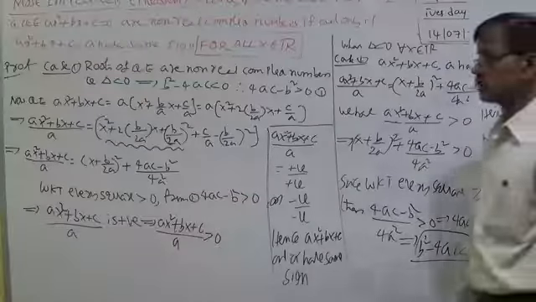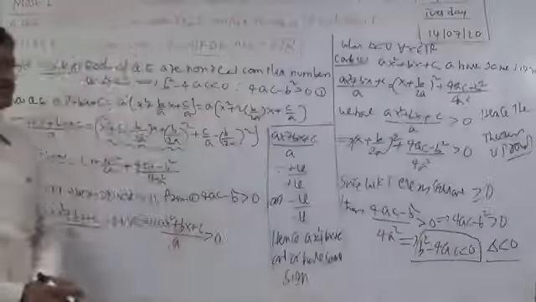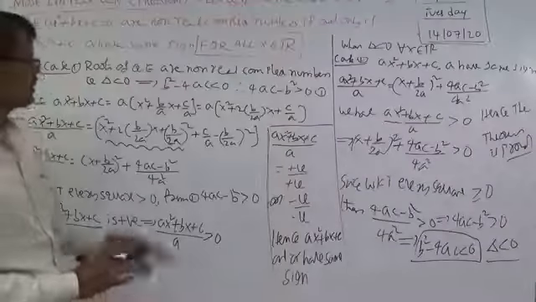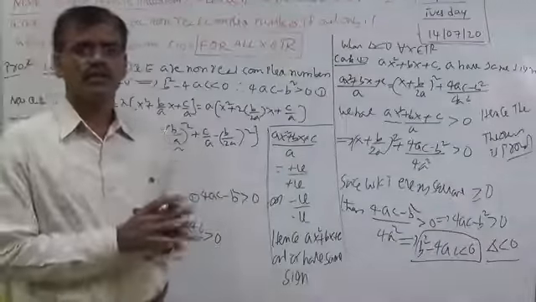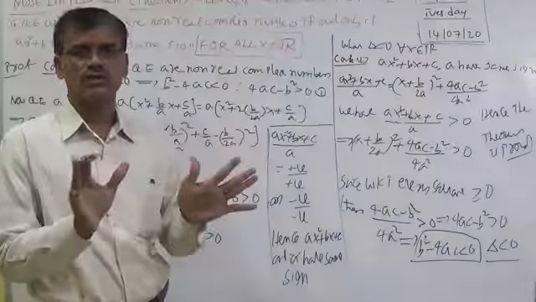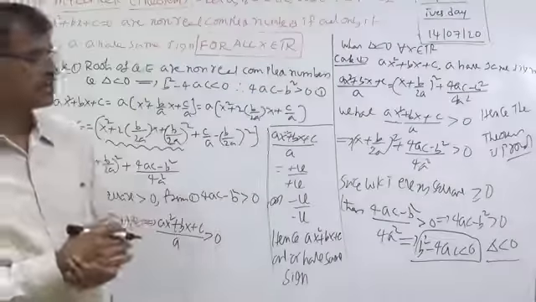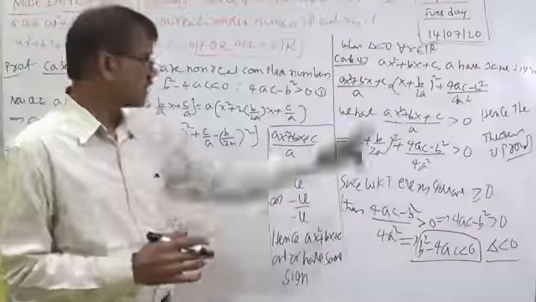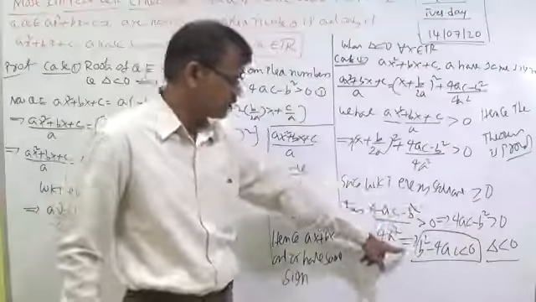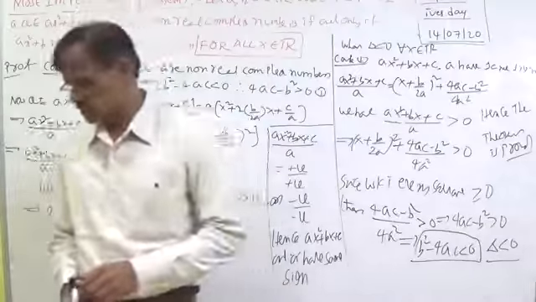Hence the theorem is proved. It is called an if and only if condition, or necessary and sufficient condition. If ax square plus bx plus c and a have the same sign, then delta less than 0 for all x belongs to R, it is a necessary condition. And a sufficient condition is that if ax square plus bx plus c and a have the same sign, then roots are non-real complex numbers. That means delta less than 0.